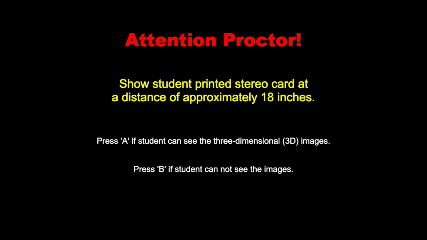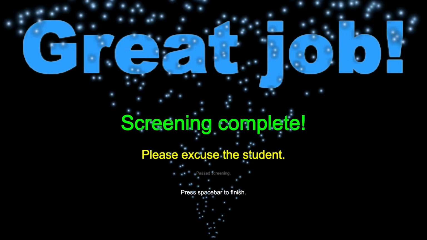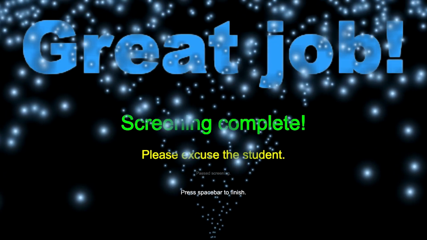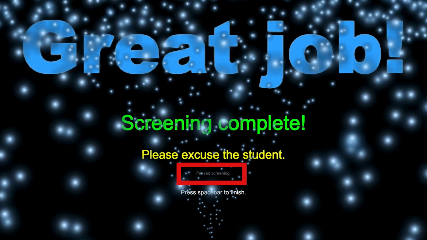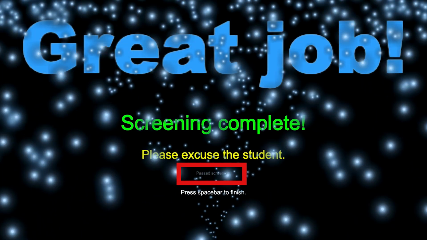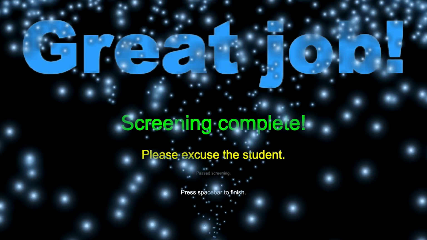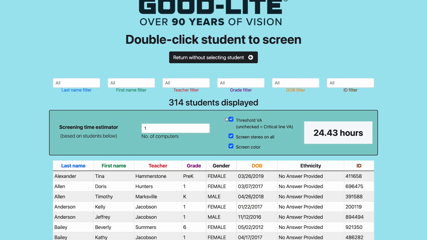If the student sees the images, you will press A. If they cannot see the images, you will press B. The screening is now complete. Every student, regardless of their results, will see the same great job and fireworks display. In low contrast and in small letters, the proctor will be able to see if that student has passed or is referred. To proceed to the next screening, simply excuse the student and press the spacebar to return to the student selection page.